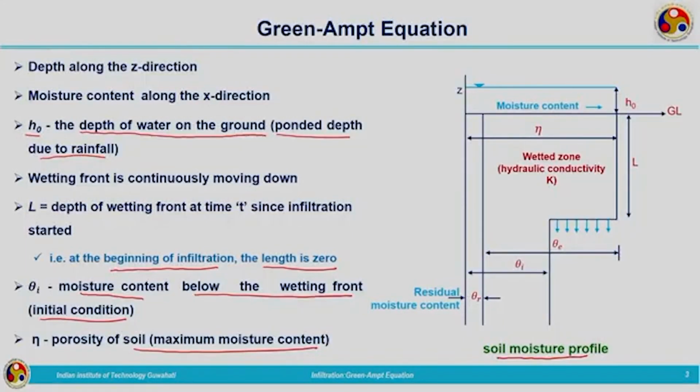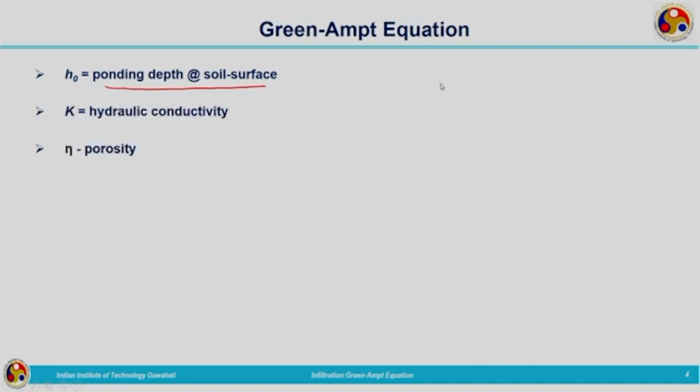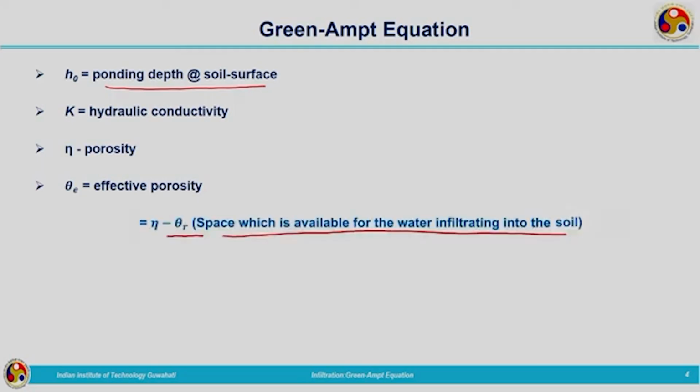Beyond that, how much pore space is available for moisture to be stored is represented by the effective moisture content theta e. And above the wetting front, we have the wetted zone, which has hydraulic conductivity K. So, we consider the hydraulic conductivity of the wetted zone to be capital K, and below that we have the dry soil. We can see different parameters. H naught is the ponding depth at the soil surface, K is the hydraulic conductivity, eta is the porosity, and theta e is the effective porosity. That can be represented by eta minus theta r.